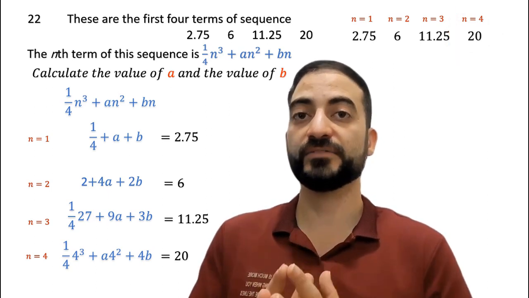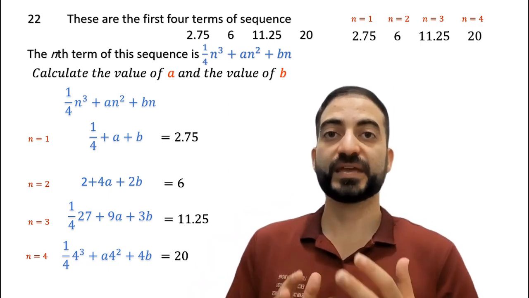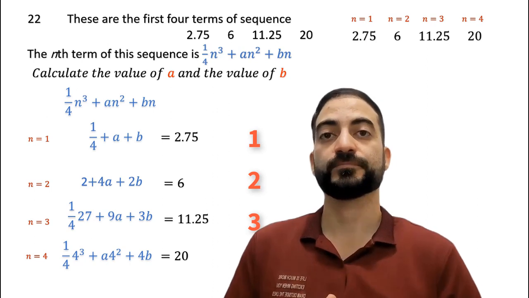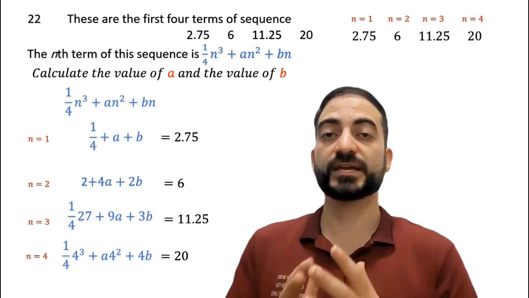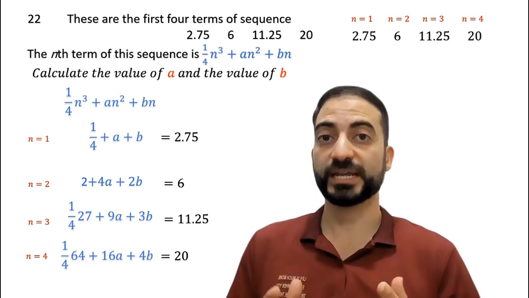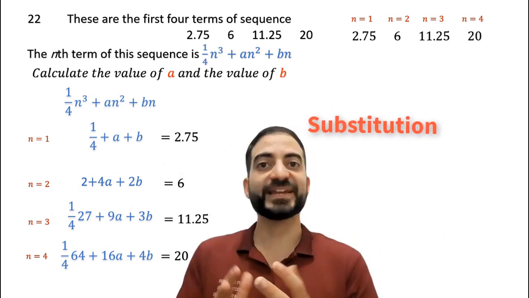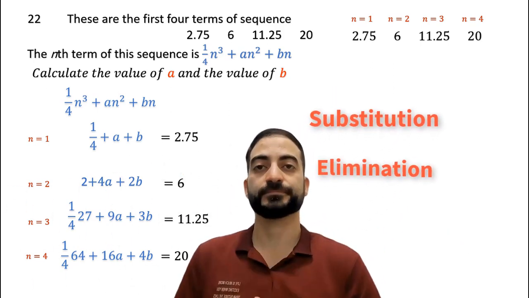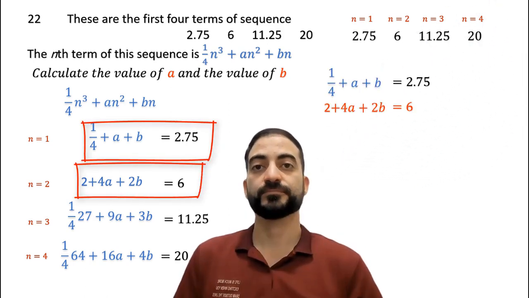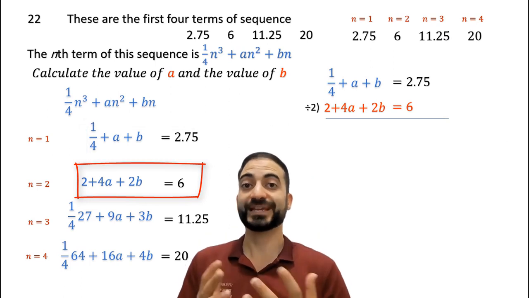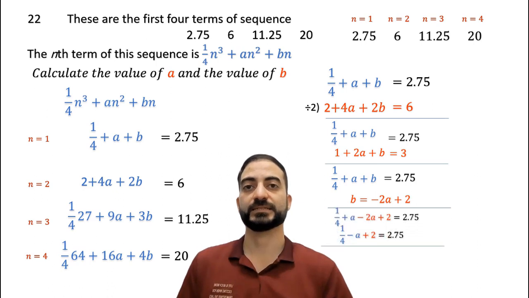We also see that we have a system composed of two unknowns, a and b, and four equations. When we have two unknowns, it is sufficient that we have two equations. We can choose any two equations and use substitution or elimination to obtain a and b. I will choose this and this. As we see, we get the answer easily.